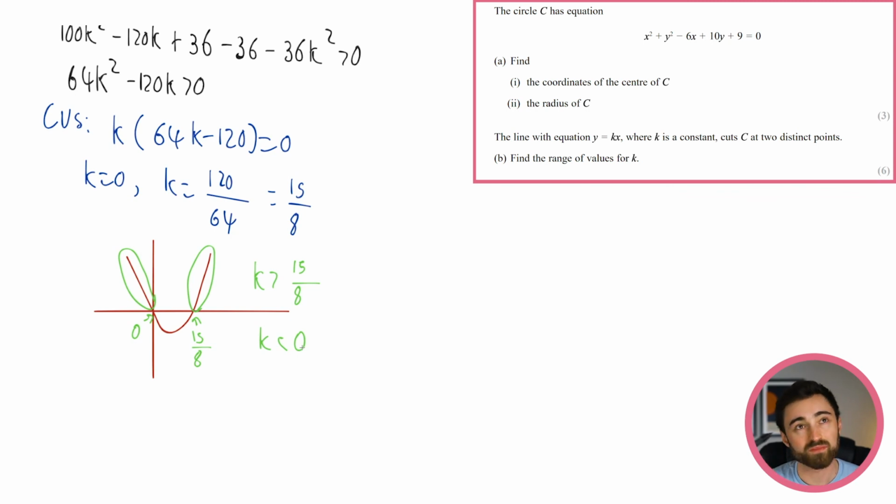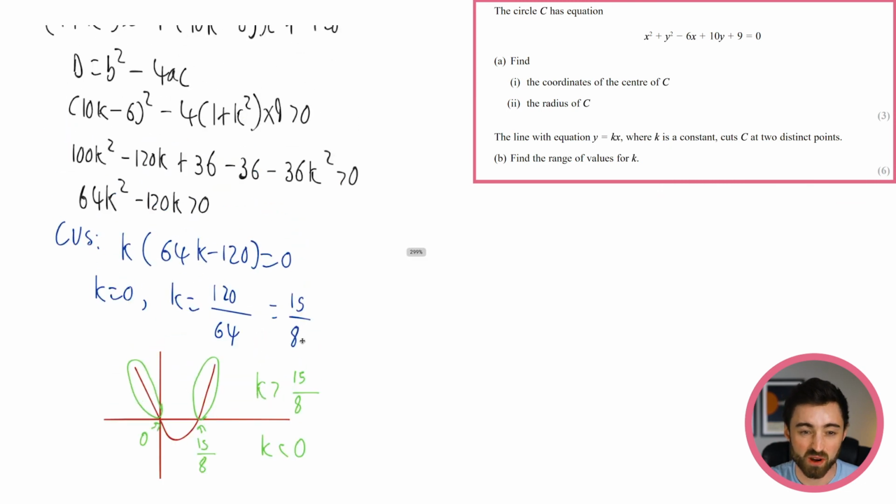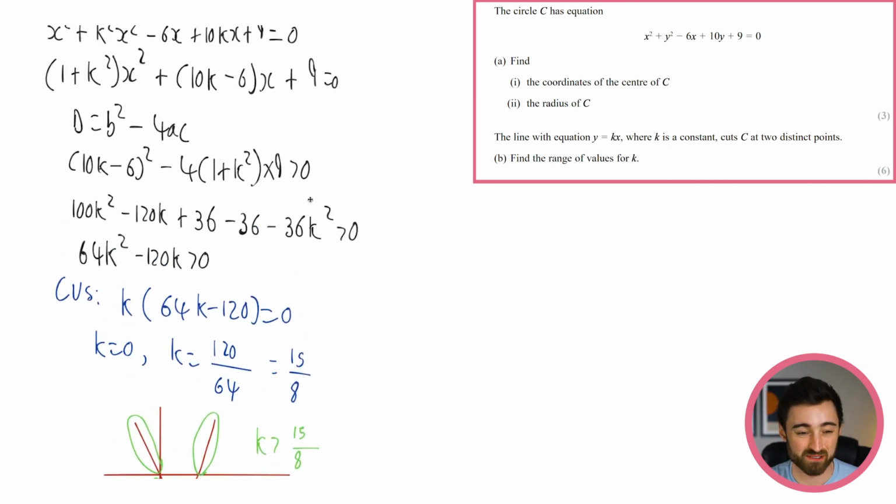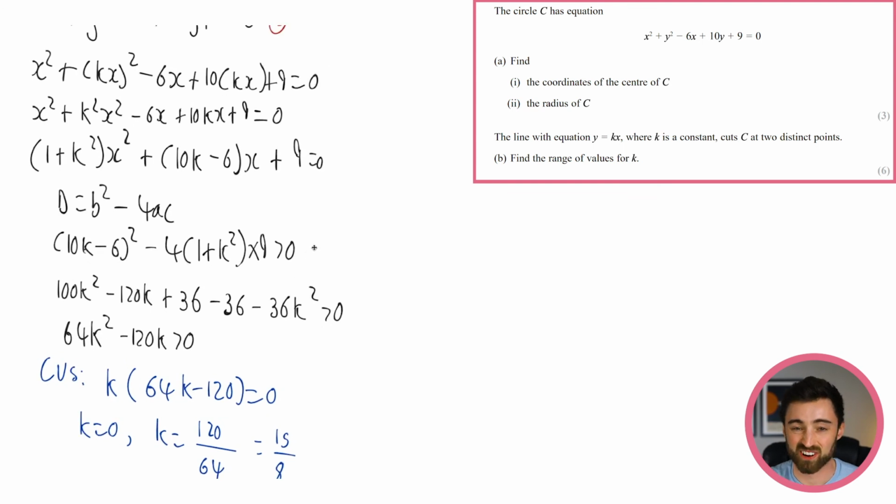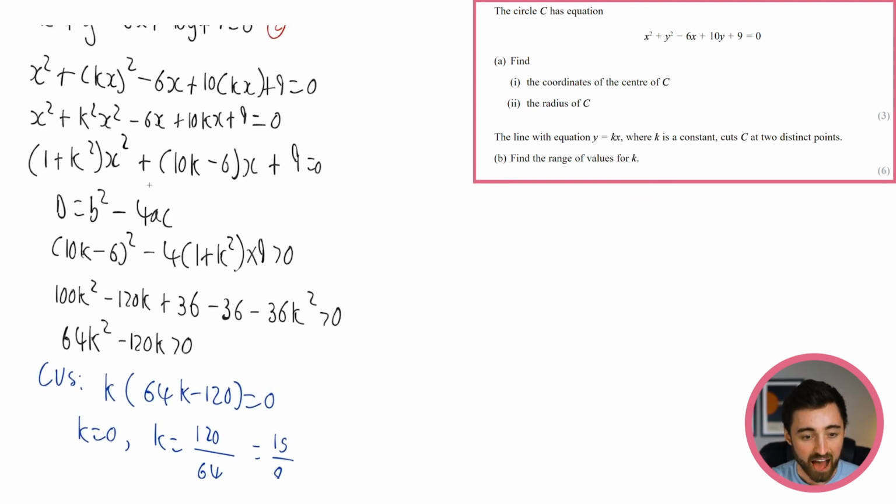Sweet. There's a very, very pedantic point here that you don't really have to worry yourself with, but it's worth talking about for those inquisitive amongst you. But don't worry about this if you're not bothered. Essentially, the bit of logic I used was this line intersects the circle twice. Therefore, there must be two points, two different sets of coordinates where they intersect. Therefore, this equation must have two distinct solutions.